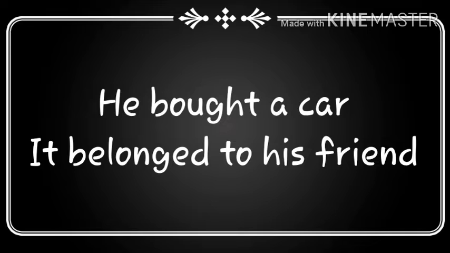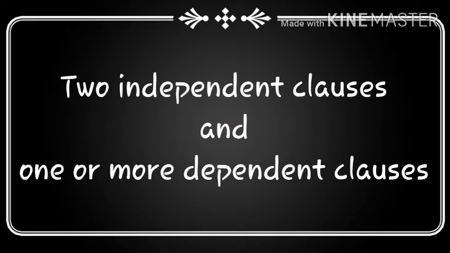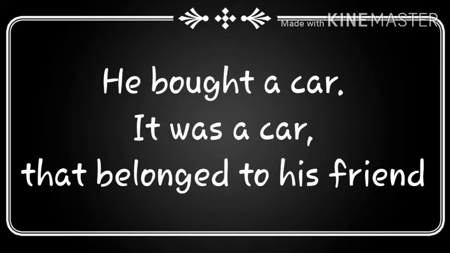Next, we have to make it into a compound-complex sentence. For a compound-complex sentence, what do we need? We need two independent clauses and one or more dependent clauses. So how do we do it? We can write it like this. He bought a car. It was a car that belonged to his friend. You must remember one thing. A compound-complex sentence is a combination of compound and complex sentences. So look at 'it was a car that belonged to his friend', you get that from the complex sentence. 'He bought a car' also, you got from the compound sentence.